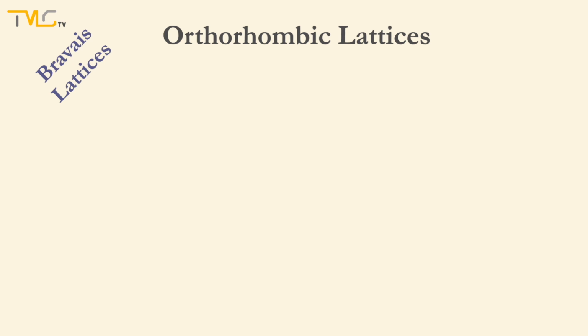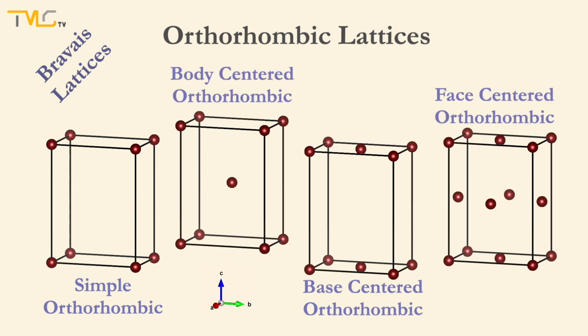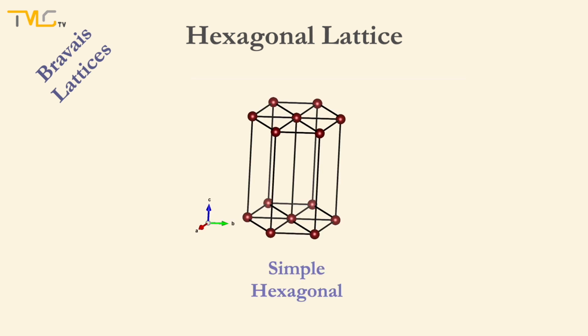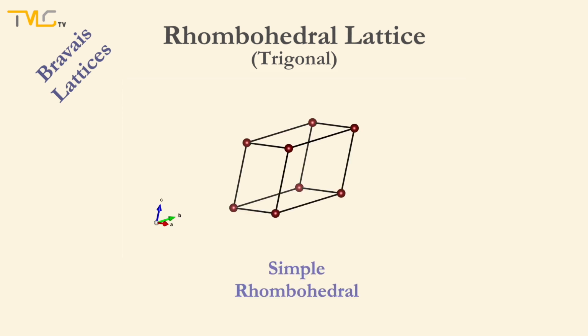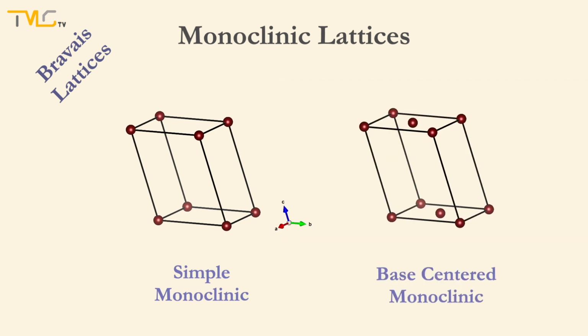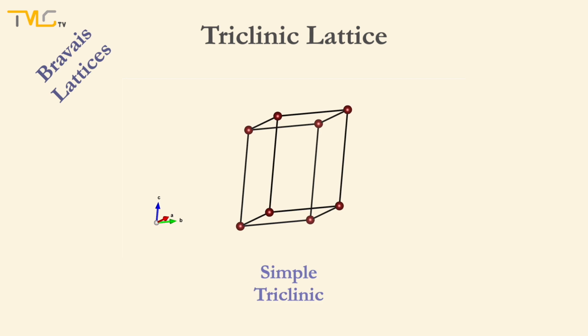Orthorhombic crystal structure is a special case since it shows all 4 alternative cases. So there are simple, body-centered, base-centered, and face-centered orthorhombic Bravais lattices. And unlike orthorhombic Bravais lattices, hexagonal structure only shows the simple hexagonal Bravais lattice. And same as in hexagonal structure, in rhombohedral, we only see simple rhombohedral structure. For monoclinic, there are 2 different Bravais lattices, which are simple and base-centered monoclinic lattices. And lastly, for triclinic, there is only simple triclinic Bravais lattice.